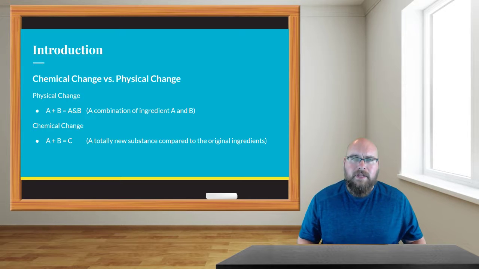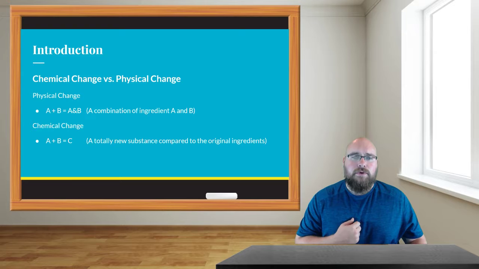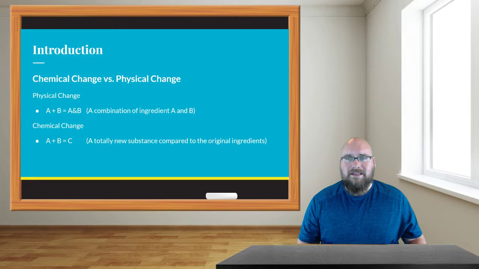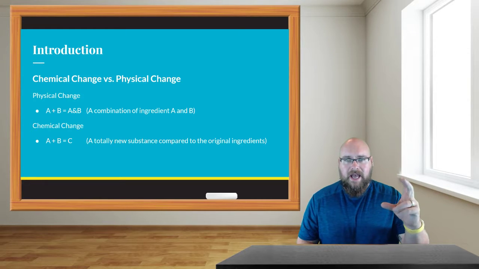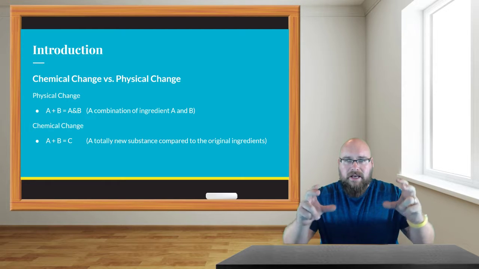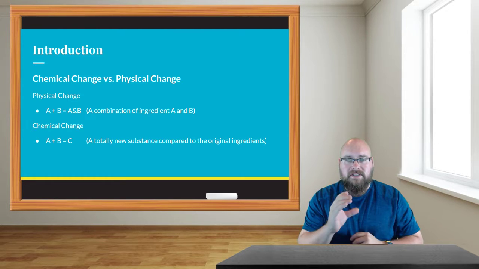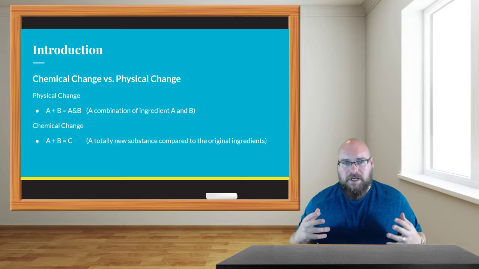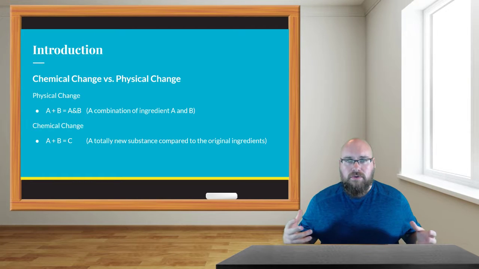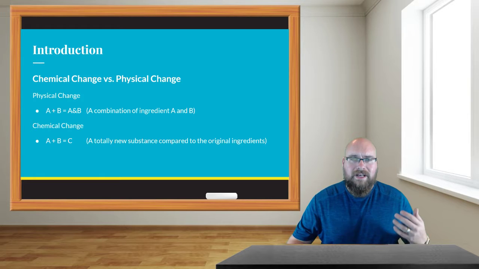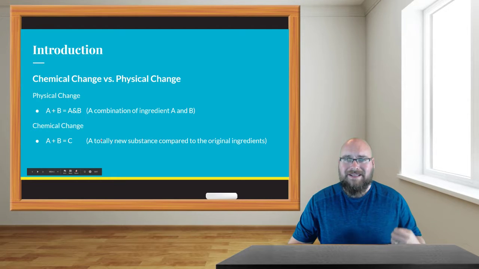The second type of change is a chemical change. Chemical change does something totally different. When we take ingredient A and we add it to ingredient B, they come together and form a brand new one called C, just for this representation. So it's something totally new, different than the ingredients. So we now have what is called a chemical change because things have changed into a totally new substance.